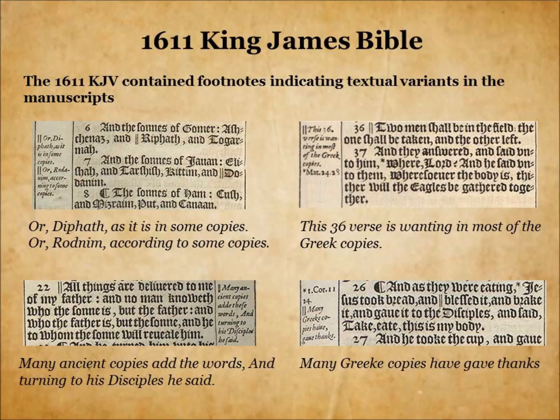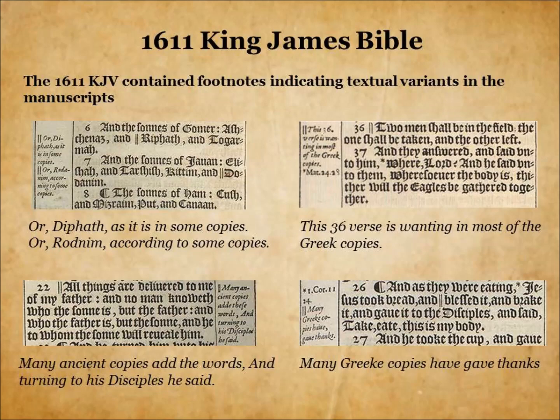We need to pay attention to footnotes because the King James Version in 1611 contained footnotes indicating textual variants in the manuscripts. Here on the screen, I have 4 examples of this. You see the second example: this verse 36 is wanting in most of the Greek copies. Illustration number 3: many Greek copies add the words, and turning to his disciples, he said. And then also you have the 4th example: many Greek copies have gave thanks.